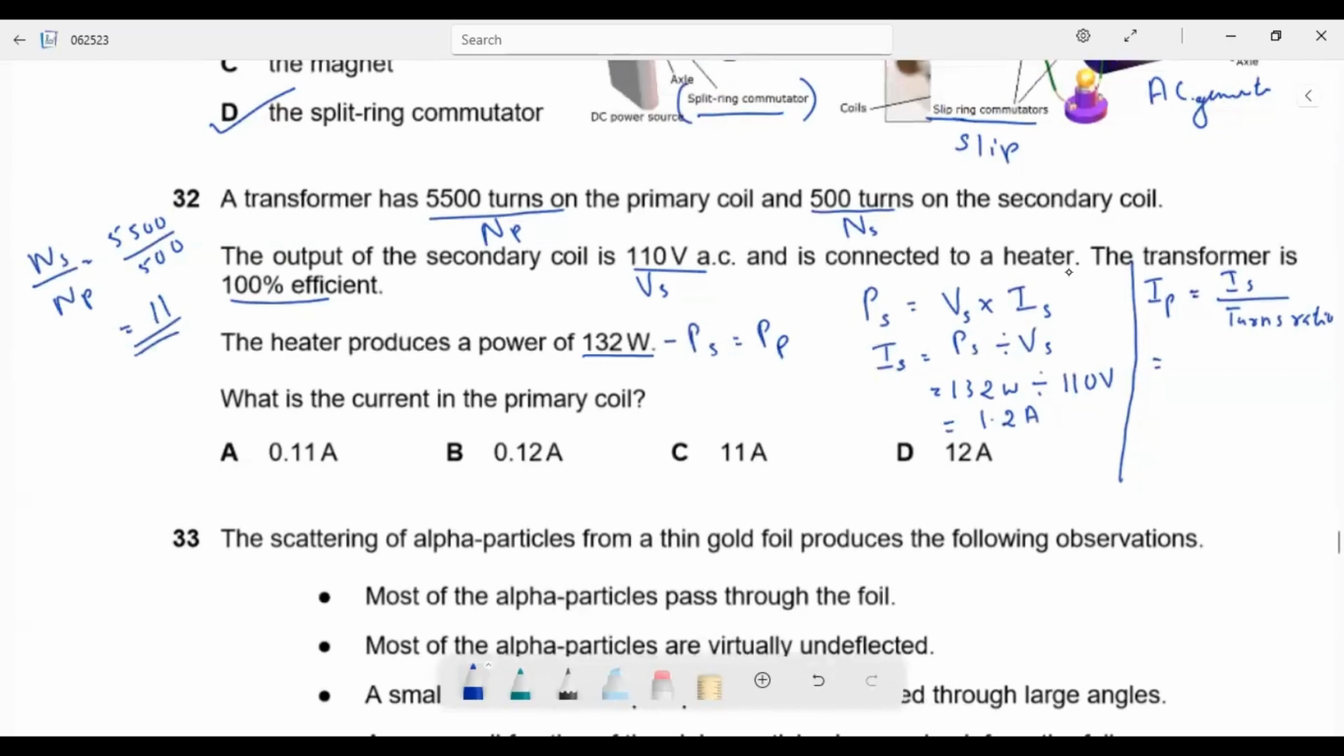So we can substitute this. Current in secondary is 1.2 amps. Turns ratio is 11. So the answer is 0.109 amps. Rounding to significant figures, it is 0.11 amps. The right answer is A.